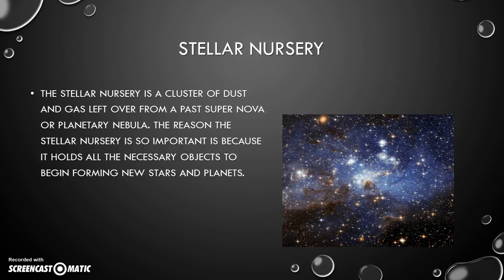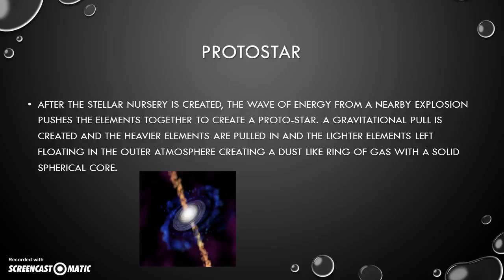and planetary nebula. And the reason it's so important is because it basically has all the objects to create new stars and planets. Next comes a protostar, which is basically when a wave from a nearby explosion pushes the elements together to create a solid core and a ring of dust and gas on the outside.